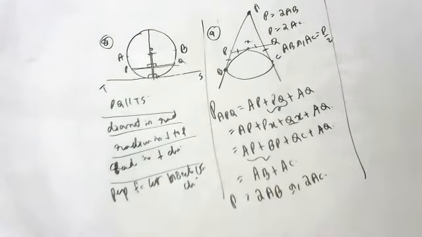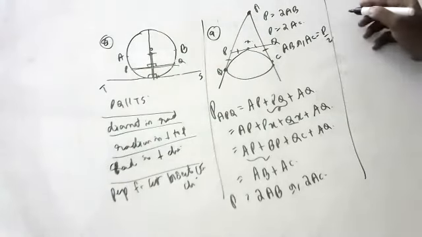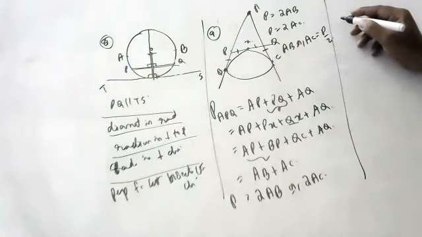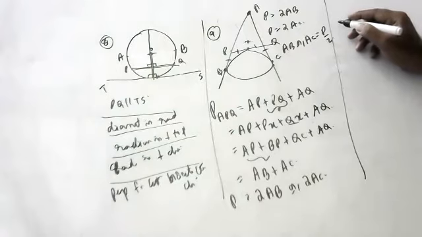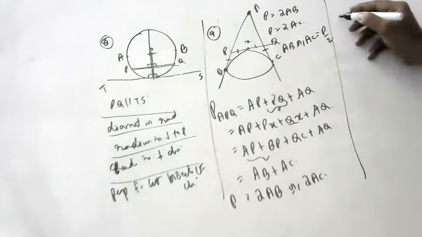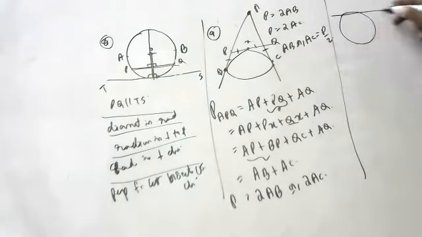Be careful. Okay. Next, children, prove that the intercept of the tangent between two parallel tangents to a circle subtends a right angle at the center. Children, these are two parallel tangents. This is the intercept. Right angle at the center.